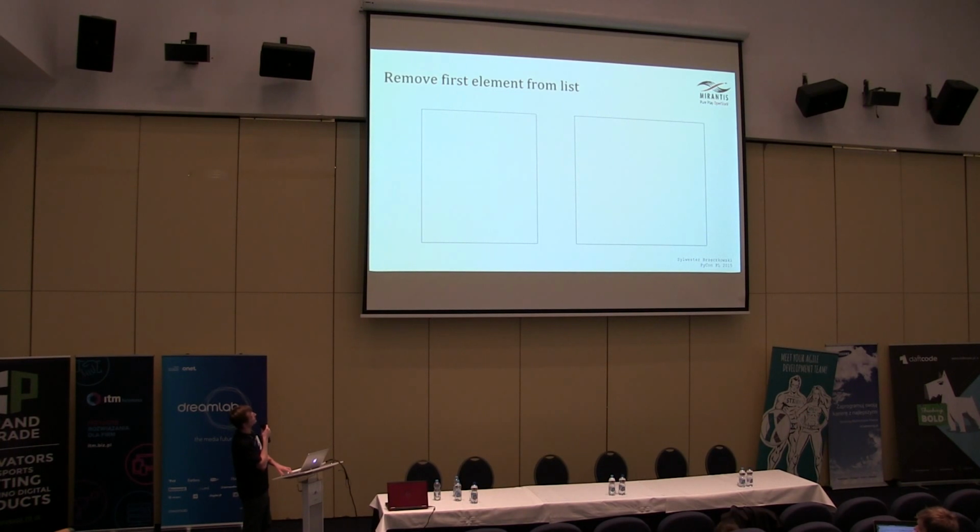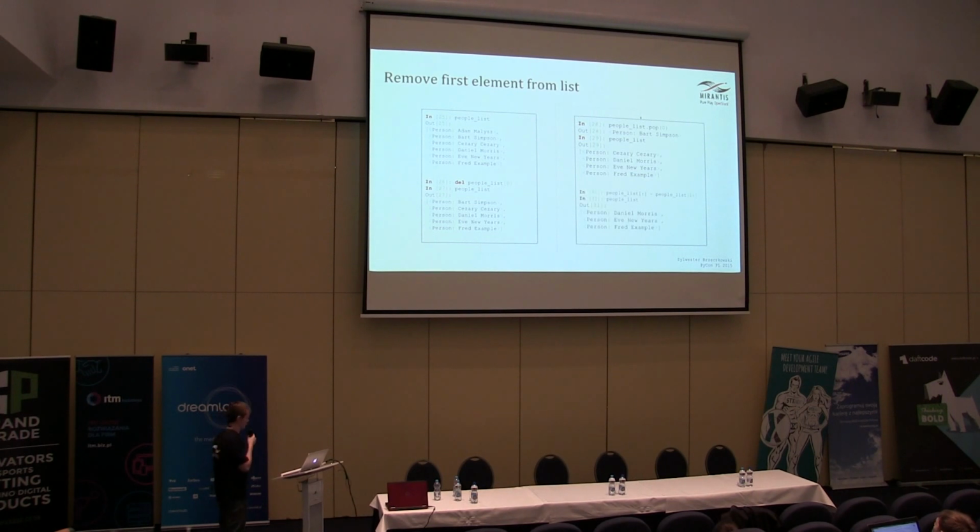Another task, remove the first element from a list. We have some list of people from the previous example. I added some repr methods to make it more readable. And there are 3 approaches to do that. We can del the first element. As you can see, it works. We can pop this element. Also it works. And we can use slice assignment.